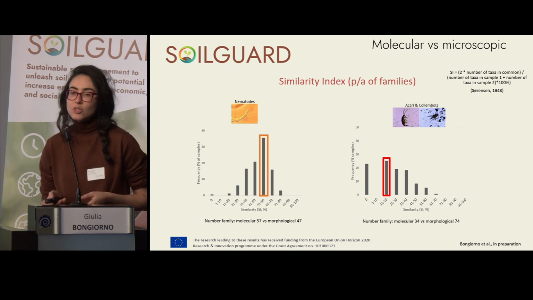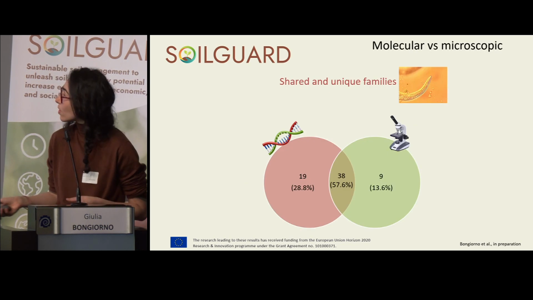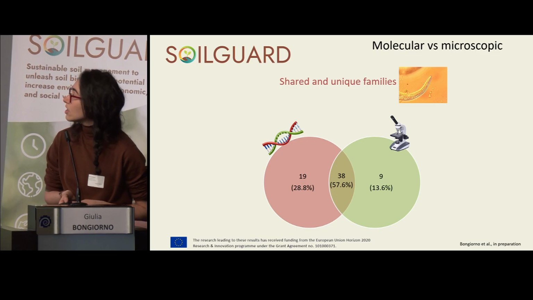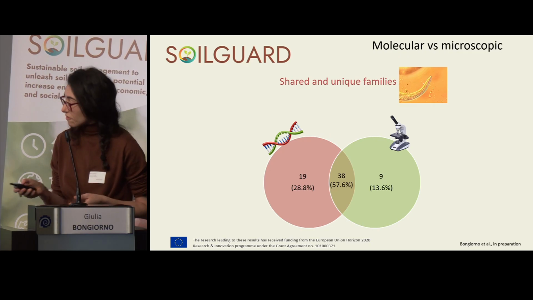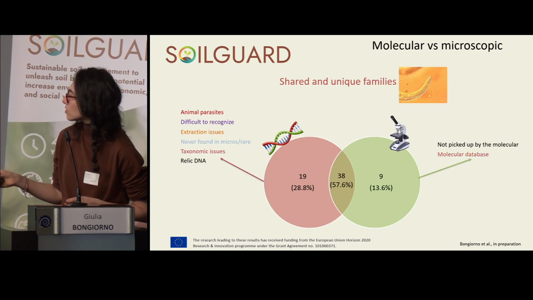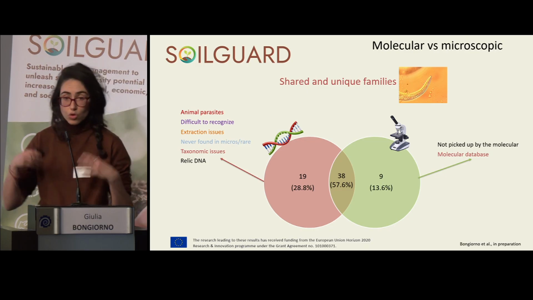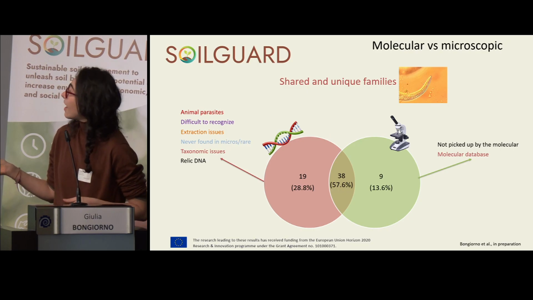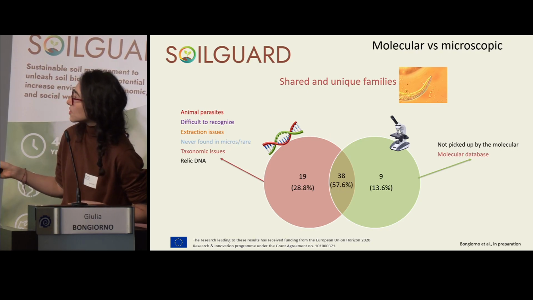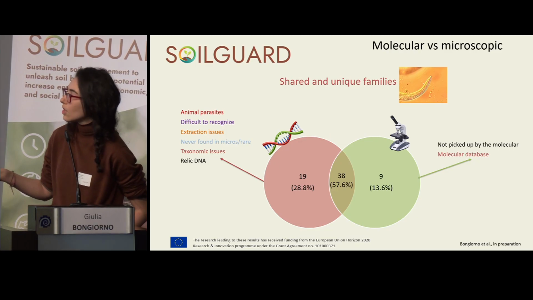So now I will go a bit more in depth into the nematodes analysis, because this is the more advanced one. And I want to show here the percentage of shared families between the two different methods. We found around 57.6% of all the families that we found were shared between the two different methods, and only 13.6% were found only with morphological, and 28.8% only with the molecular.